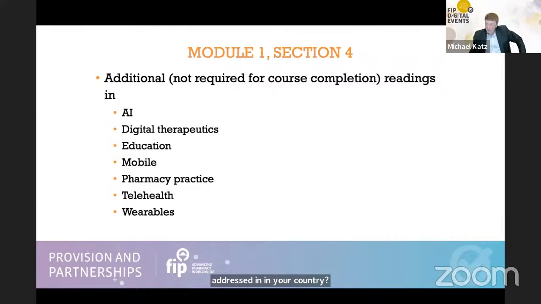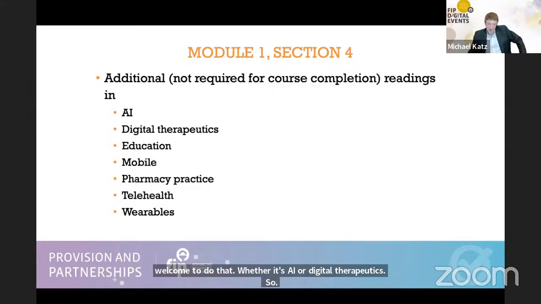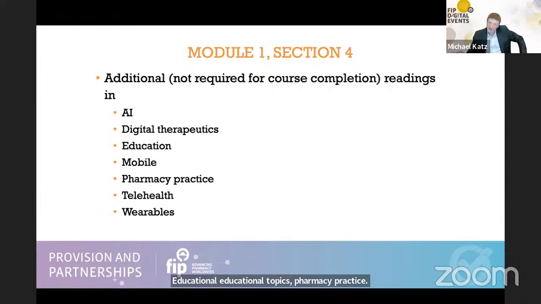As I mentioned, section 4 is completely optional. For those of you who want to delve in more detail about all of these topics or individual topics, you're more than welcome to do that, whether it's AI or digital therapeutics, educational topics, pharmacy practice topics. And again, these are strictly optional. These do not have to be completed to successfully complete the course. Next slide, please.